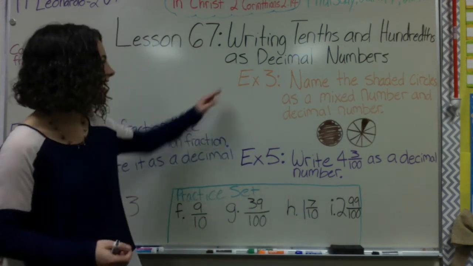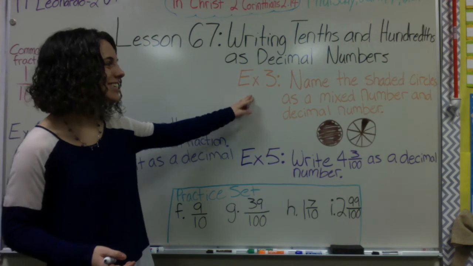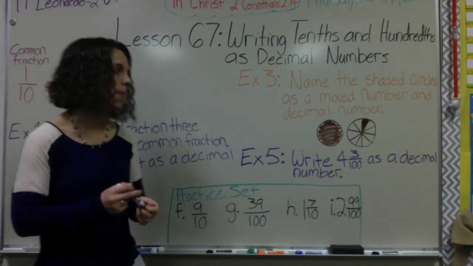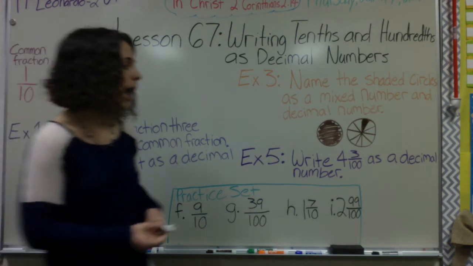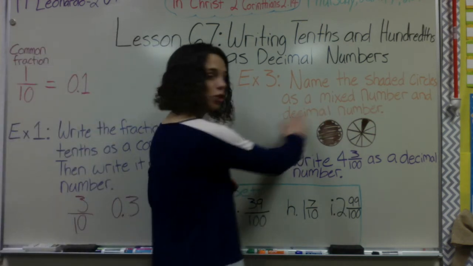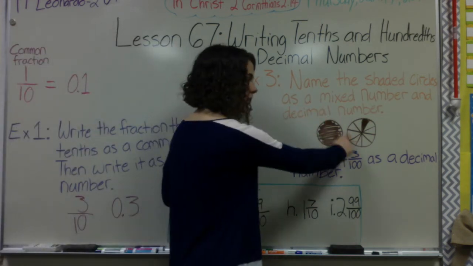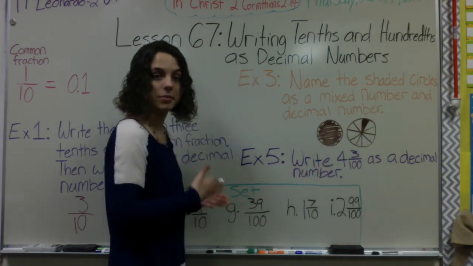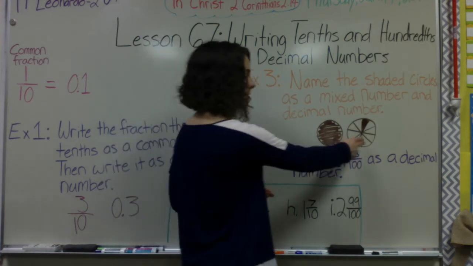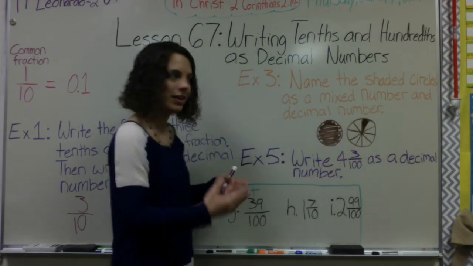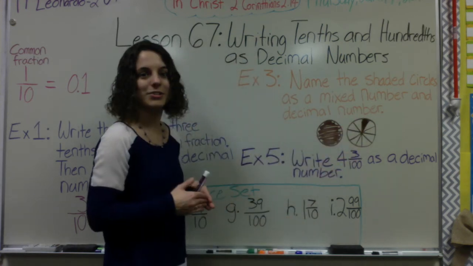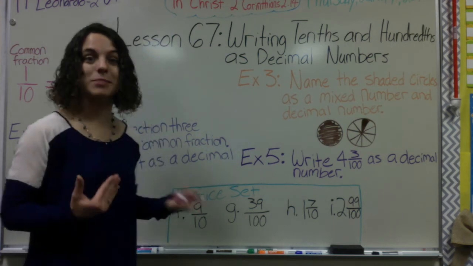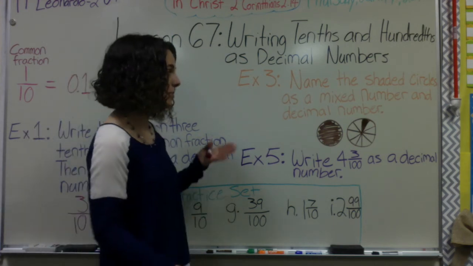All right, example 3 says name the shaded circles as a mixed number and as a decimal number. So looking here, and since I'm doing decimal numbers, you can automatically assume this is going to be split up into tenths or hundredths, and I know the circle is not split up into 100 equal parts because that would take way too long, and Ms. Conic would not draw that on the board. We could use technology and computers for that.